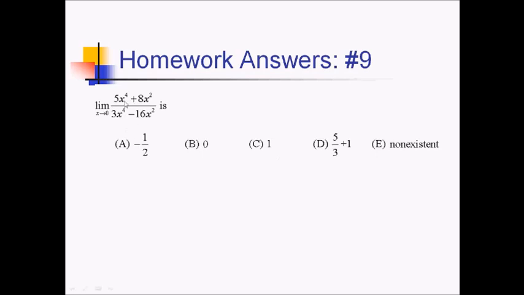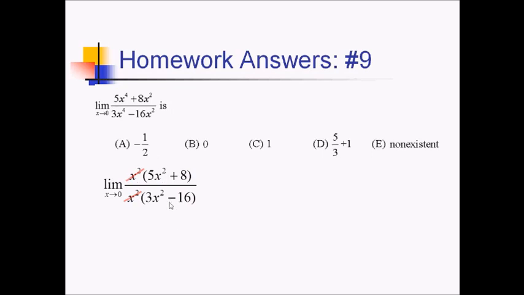I see in the numerator that I can factor out an x squared, leaving me with 5x squared plus 8. And in my denominator, I can take out an x squared as well, leaving me with 3x squared minus 16. The x squareds here are going to cancel. And that's, by the way, what was causing me to have 0 over 0 ultimately. This is 0 squared over 0 squared.